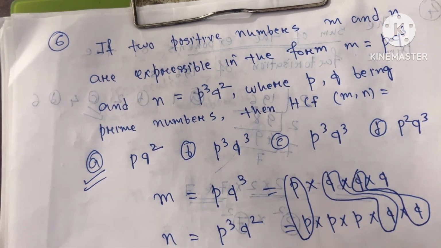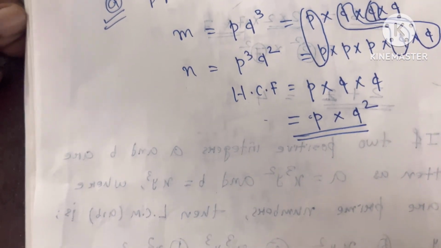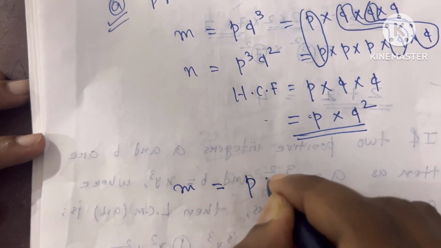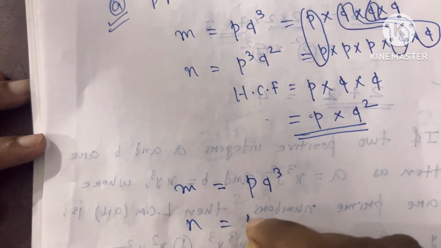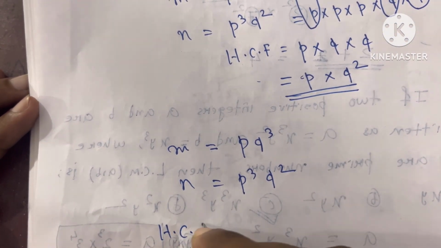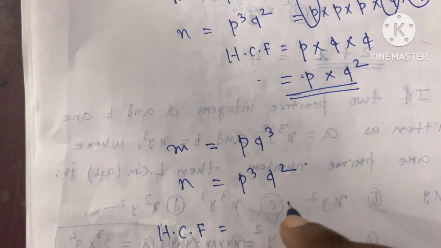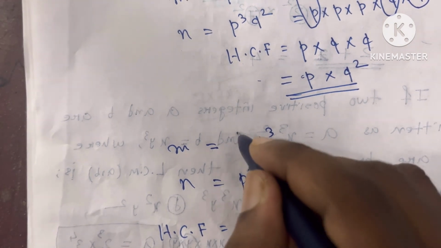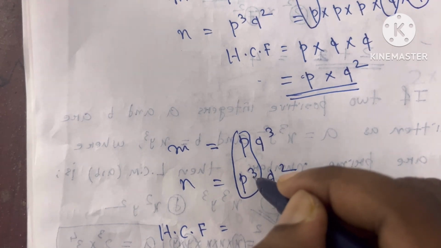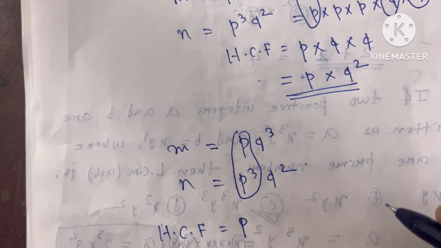So very simple. By the direct method also we can find, and by formula also we can find. So how will we find by formula? I just give hints how to find the HCF of m and n. So m is p into q power 3, and n is equal to p power 3 into q power 2. Yes or no? So HCF will take the prime factor with the lowest exponent. If you see the exponent of p, this p has exponent 1, and this p has exponent 3. So the lowest exponent of p is p power 1. So that's why we'll take p power 1.